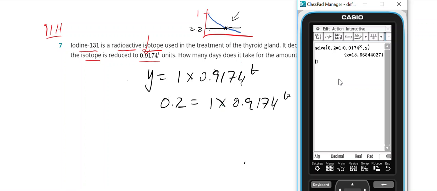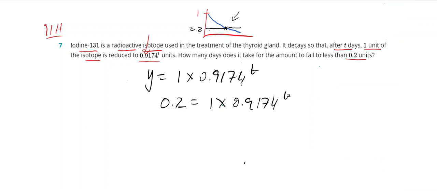Generally you have to round up, because 18 days is not sufficient. Even if you have something like 18.1 days, you still have to round to 19 days, because it will have to be the 19th day for it to reach the amount you want, or go below the amount you want. So t equals 19 days.